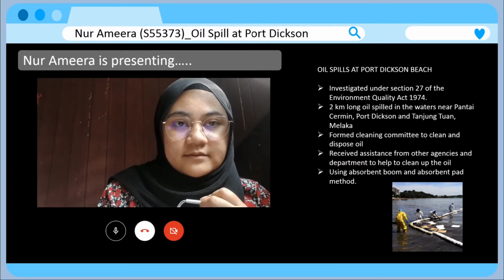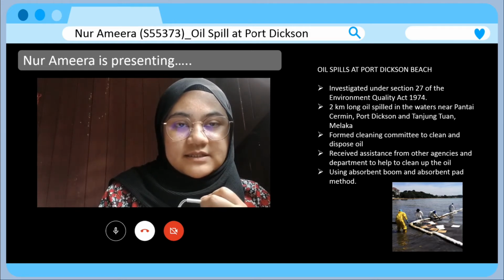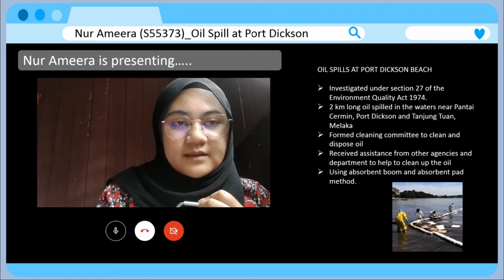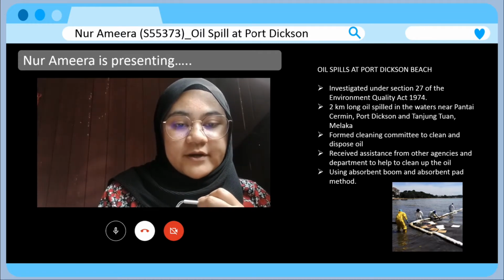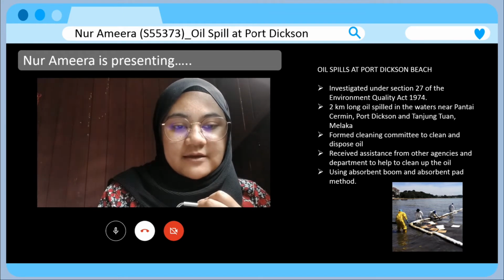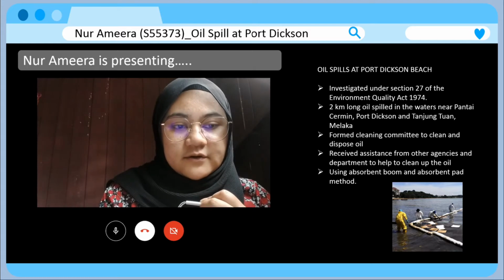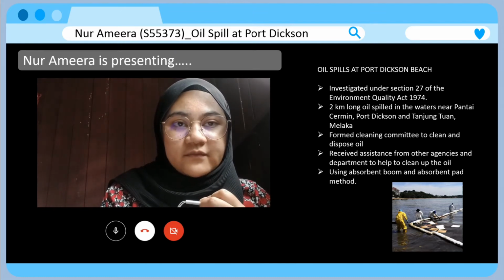To clean up and dispose of the oil, the Port Dickson District Beach Cleaning Action Committee and the Alor Gajah District Disaster Management Committee were formed. They have received assistance by Environment Department of both states, the Malaysia Marine Department, Malaysia Maritime Agency, Malaysia Civil Defence Force, Fishery Department, Forestry Department, Malaysia Security Council and the police of both district, and also from land officers in Port Dickson and Alor Gajah.